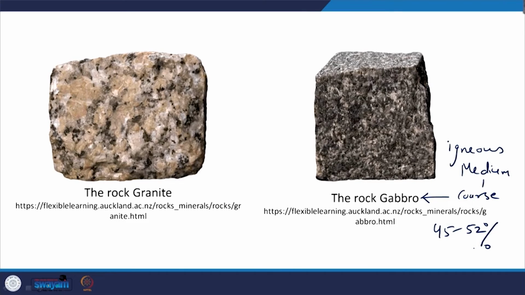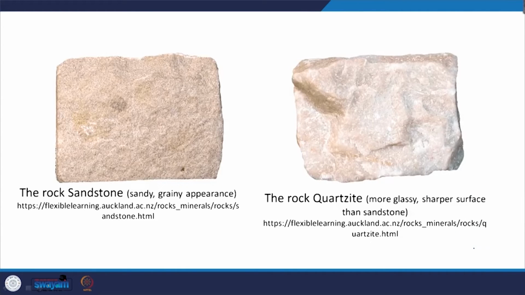Then we have the next one as the rock sandstone. The sandstone is basically a sedimentary rock.